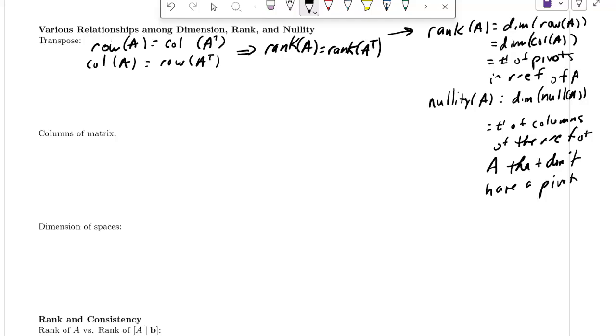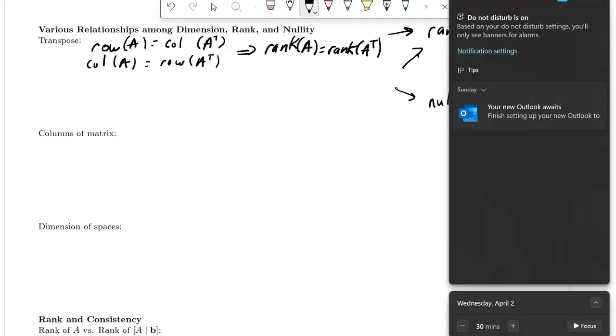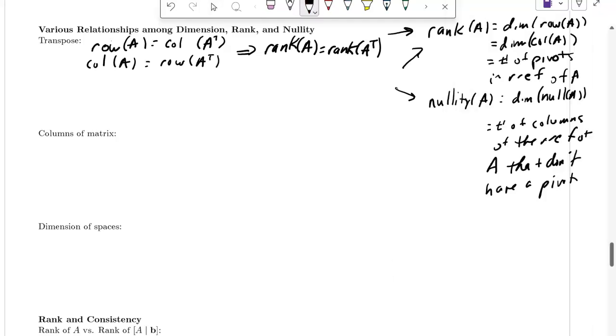For columns of a matrix, what do I mean by that? Well, look at these two relationships here, and think about it in terms of columns. This is the number of columns with a pivot. This is the number of columns without a pivot. As you go across the reduced row echelon form, you're going to get a pivot in a column or you're not. That's going to take up the entire number of columns, right? We agree with that?